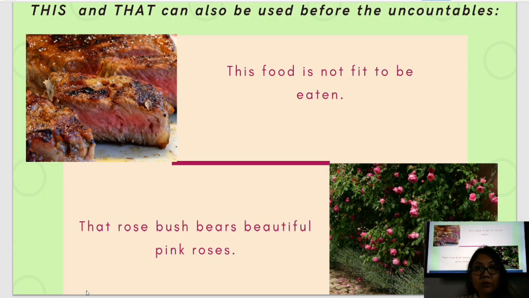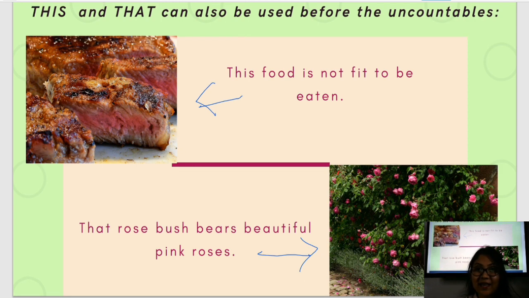Now children, we must remember that this and that can also be used before uncountables. Let's look at a few examples. This food is not fit to be eaten. That rose bush bears beautiful pink roses. Okay? Let's move on to the next determiner.